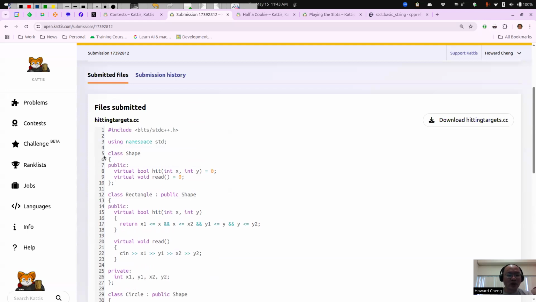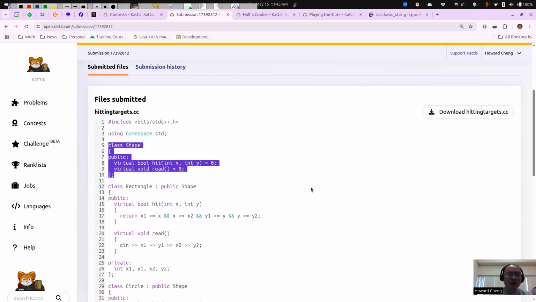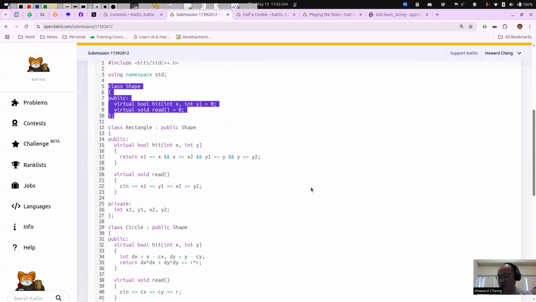Anyway, I decided to have a class called shape, which has two things that it can do. It can read, and it can decide if a point hits that square, that shape. This is a little bit fancy way, I guess, of doing it. It's an abstract base class, because it has these pure virtual functions that are not implemented. If you didn't know what this means, forget it. You can write it in whatever way you want.